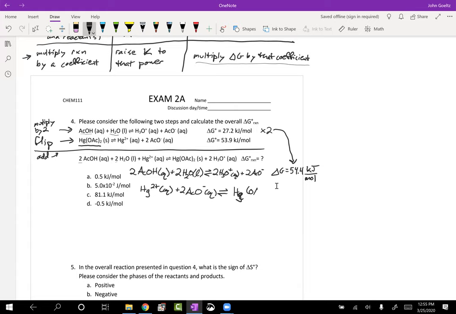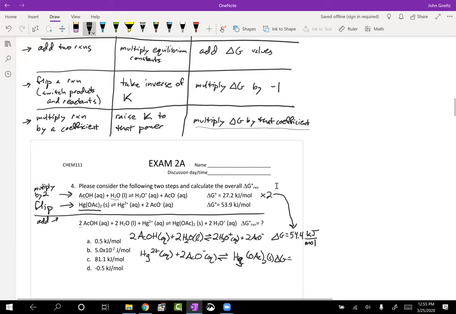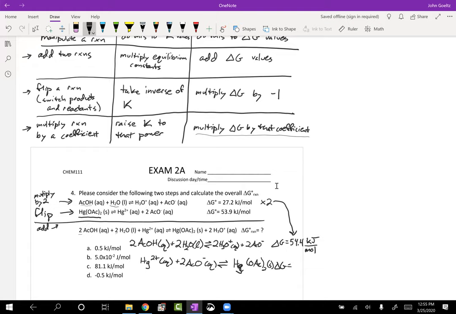Someone asked, if we flip that reaction, do we then make the delta G negative? I go up here to the table: flip a reaction, switch reactants and products. I'm in the delta G zone, so I multiply delta G by negative 1. That's exactly what I do. I take the delta G that was given to me and I make it negative.